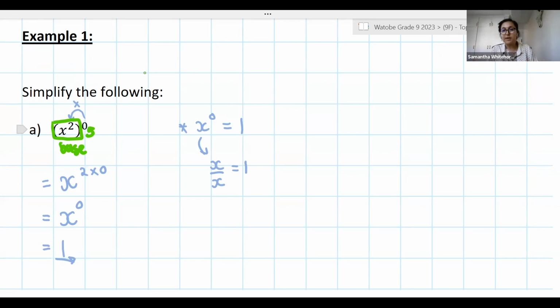But if it helps you to think about the distribution, remember that you distribute the 0 into your bracket, and so what you end up with is 1.